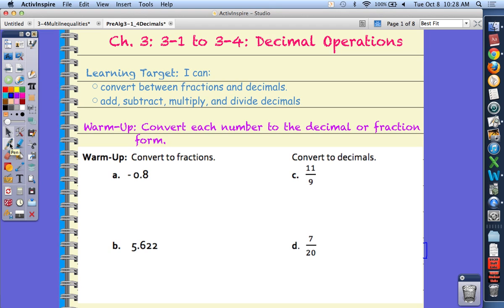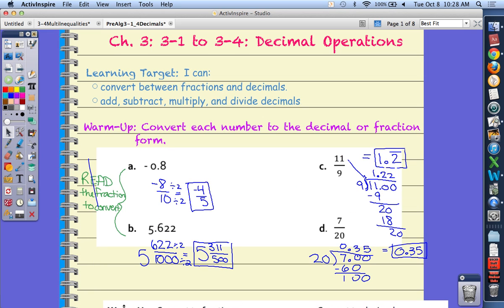Now that you've tried the warm-up and you've copied down your target, let's take a look at these four problems. It's going to be best if you read the decimal to help you convert it. So when you're looking at A and B, read the decimals. This first one, it's -8 what? Where does this 8 fall? Well, the 8 falls in the tenths category, so it's -8 tenths. Then you always want to reduce your fraction. These are both divisible by 2, so you get -4 fifths.